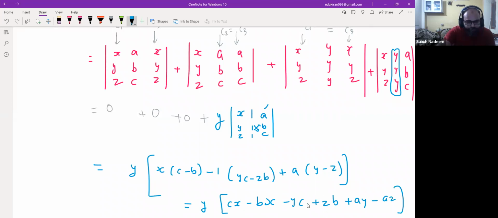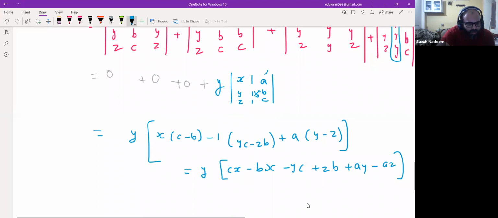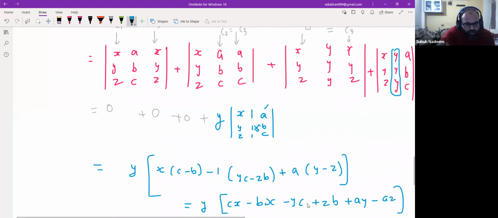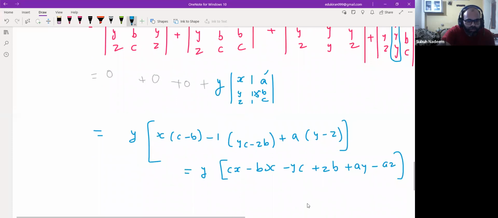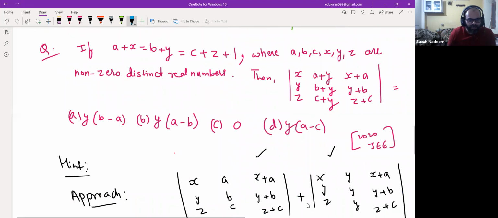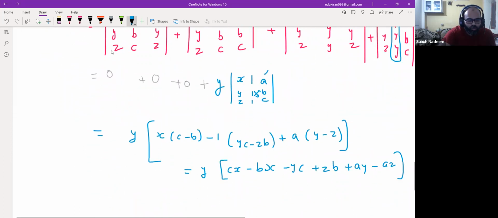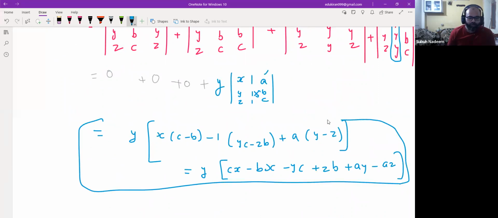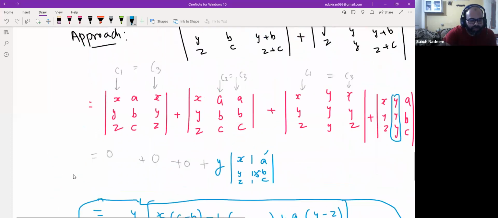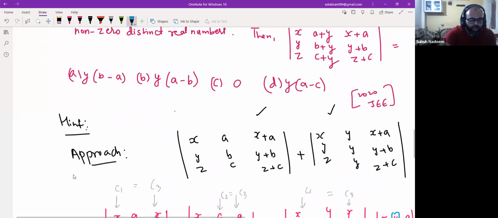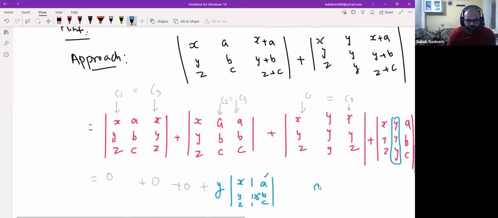Some terms need to be cancelled here. Are they getting cancelled or not? One more thing, don't do this, because the relation is given here: A plus X equal to B plus Y equal to C plus Z plus 1. You can do it like this also, but it will be very lengthy, because you have to use that particular relation. So don't do this here. Instead, use property now. A plus X equal to B plus Y is given.